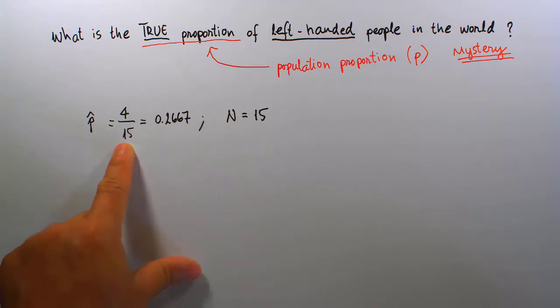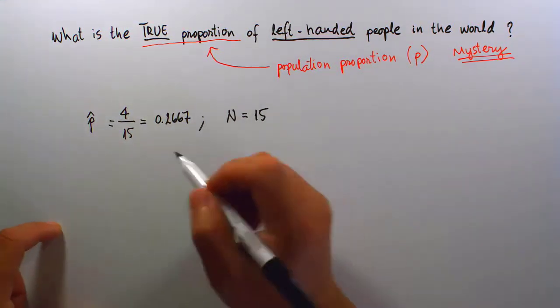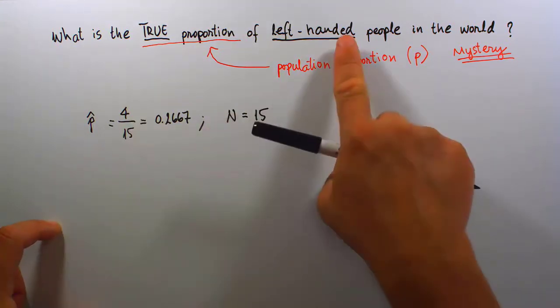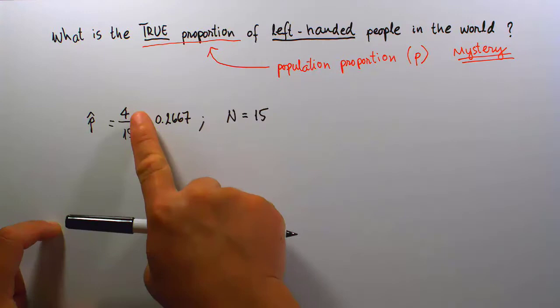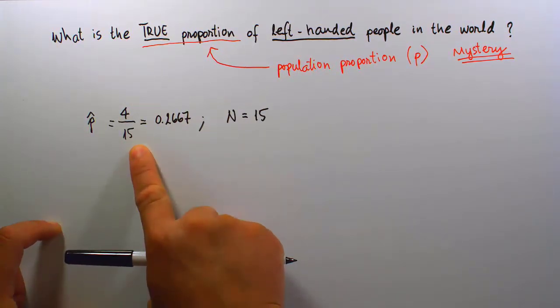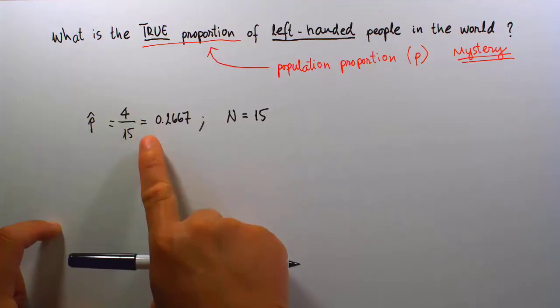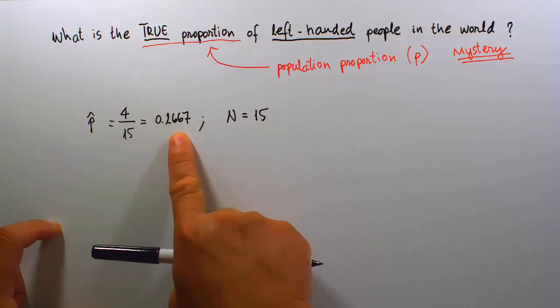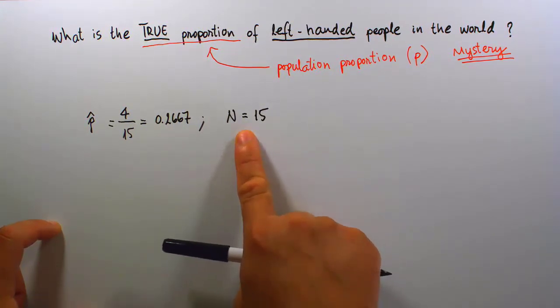And then within that sample, the success count, reflecting the number of people falling into the category in our sample, put over the total number of people in our sample, gives us the sample proportion. In decimal, this is 0.2667. And this is the sample size.